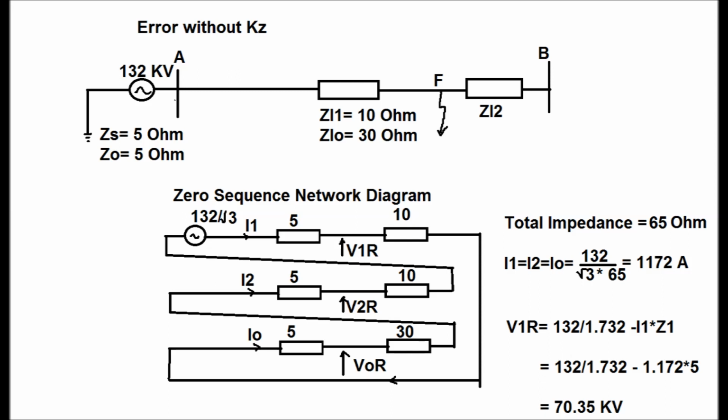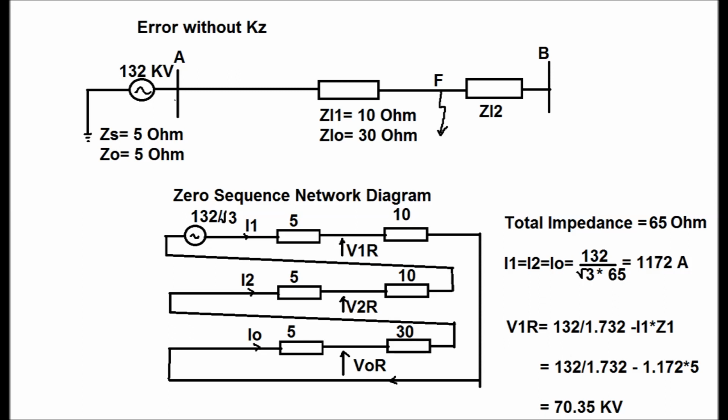So the sequence component of the current has been shown in this figure. Here, for the positive sequence component diagram, we have the positive sequence impedance of the source and of the line up to the fault point, which are 5 and 10 ohm respectively. And here the source voltage is 132 by root 3, that is the phase to earth voltage.